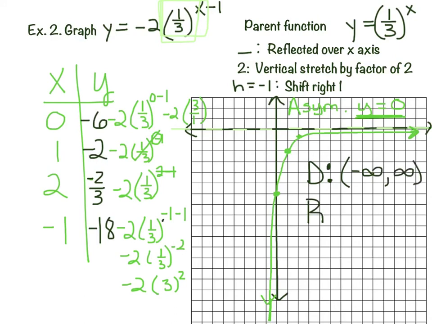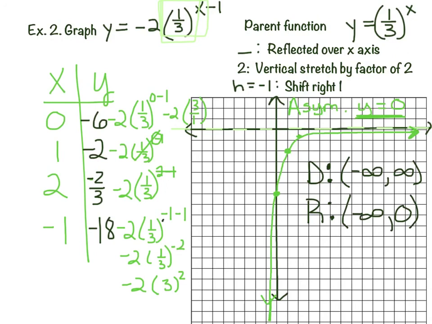Now the range, the lowest y value. Some of you are still having trouble with this. The lowest y value is negative infinity. And the highest y value is up here at the top at our asymptote, y equals 0. And it doesn't touch it, so we have to put a soft bracket on that.